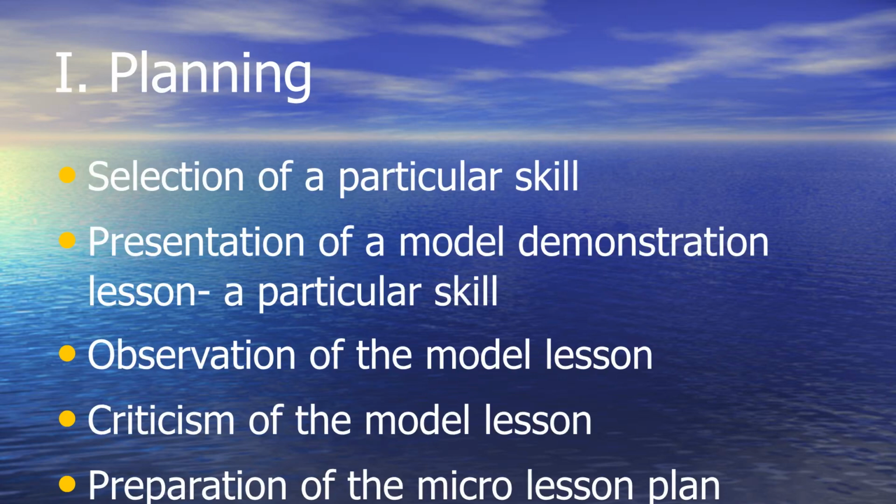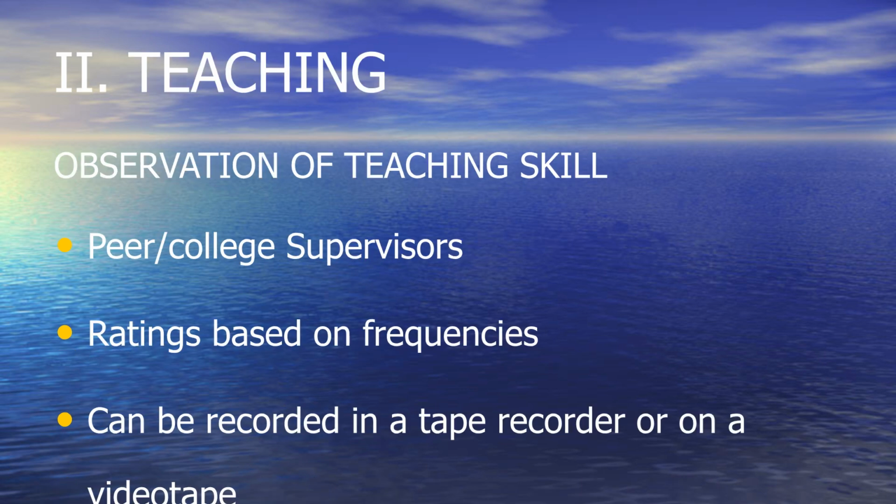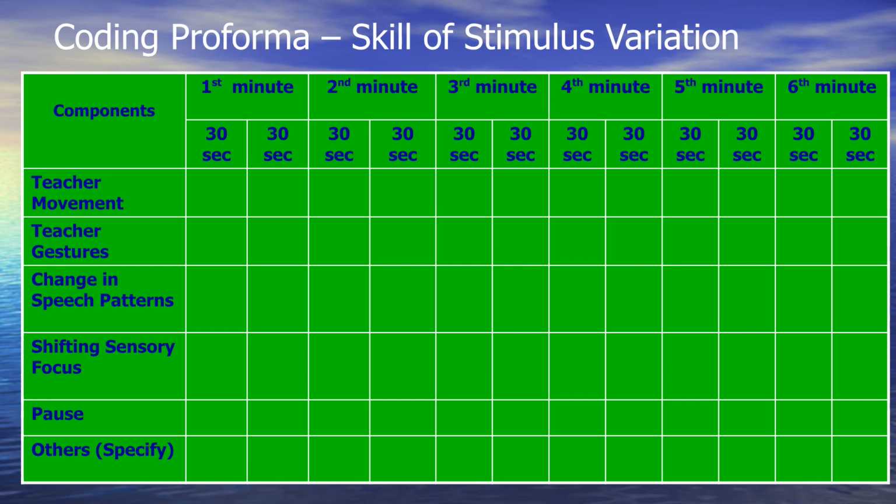The planning phase involves selecting a particular skill, observing a model demonstration lesson of that skill, and then preparing the micro-lesson plan. The teaching phase involves observing the teaching skill, often by peers or college supervisors. Ratings are based on frequencies and can be recorded using audio or video equipment. This slide provides a coding pro forma example for the skill of stimulus variation.